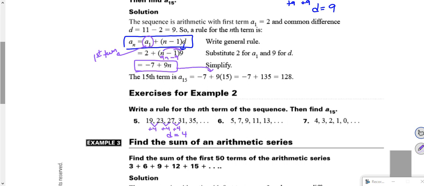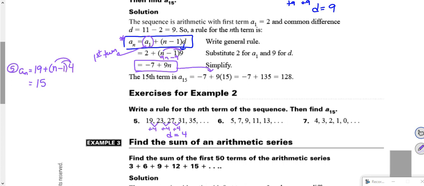Okay, so let me do number 5 over here. Make sure I have enough room here. So my a sub n is going to be, I'm using this formula right up here. Okay, so a sub n equals a sub 1, your first term, that's the 19, plus n minus 1 times my d, which is 4. Again, if I distribute that 4, I get 4n minus 4.